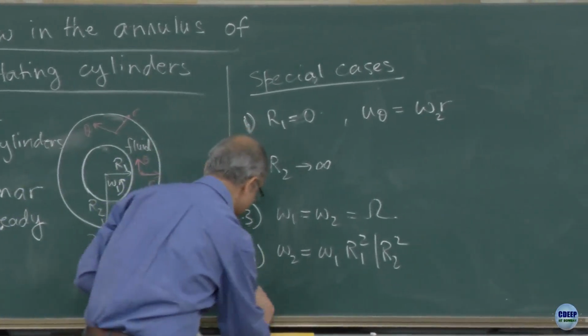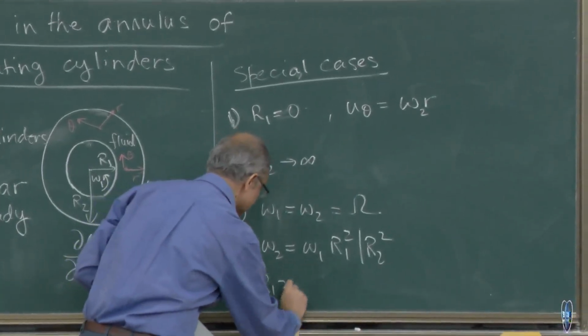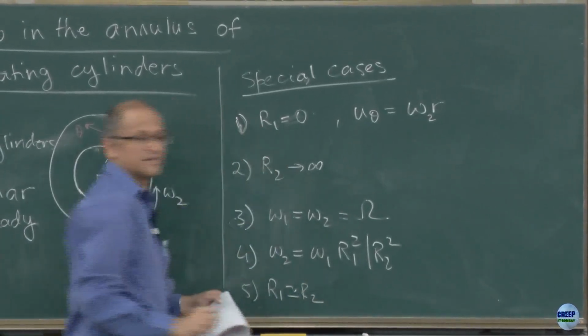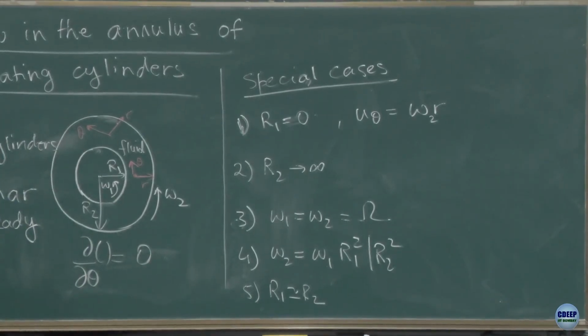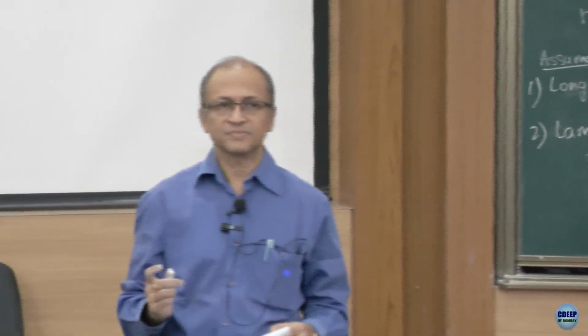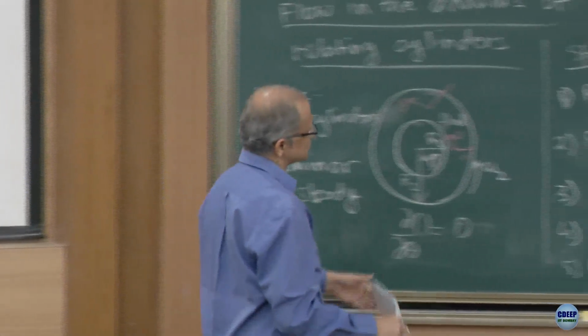And fifth case, we can say that R1 is almost equal to R2. R1 is almost equal to R2 means it's a narrow gap, very narrow gap. They are not exactly equal, of course, otherwise there is no fluid region, but they are approximately equal. Okay, so work out the solution for each of these cases, and this will become useful.